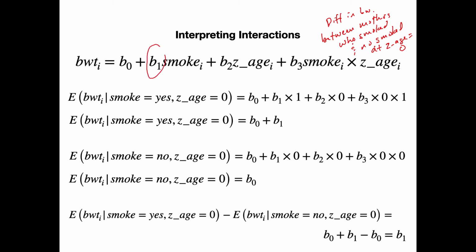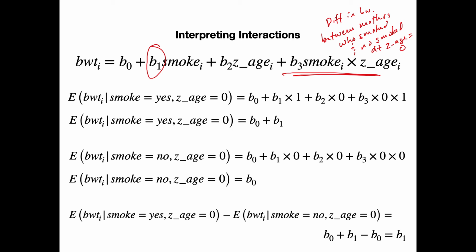That's this one. Okay, so notice that if we didn't have the interaction in there, then we would say this is the difference between mothers who smoked and didn't smoke holding constant age. Well, because we have interactions in the model, we're no longer holding constant age. What we're saying is that this is the difference between smoking and non-smoking for a specific age, and that's, in this case, the 0 value. Okay, so let's walk through why that's the case.